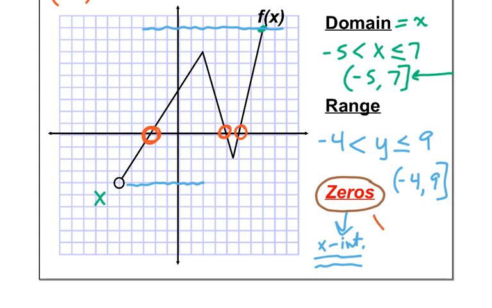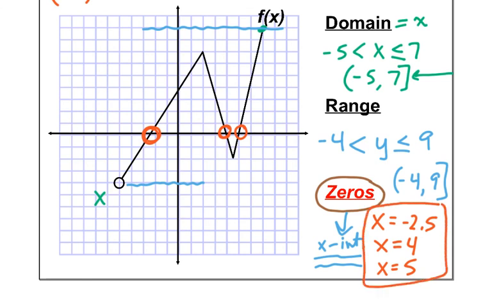So my zeros would be at x equals, let's see, the first one on the left looks like it's about -2.5 or so. And keep going left to right, 1, 2, 3, maybe x equals 4. And then also x equals 5. Those are my x-intercepts. So I can also say those are my zeros. And there you go. There's a good start.